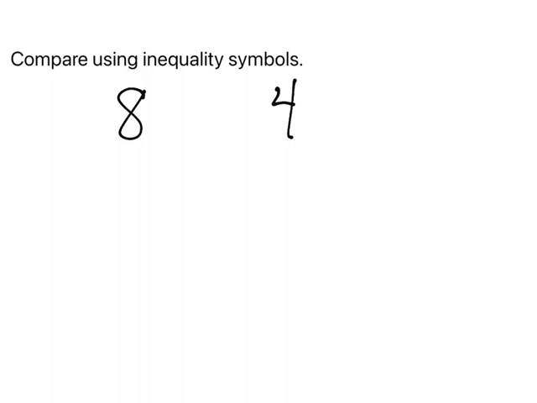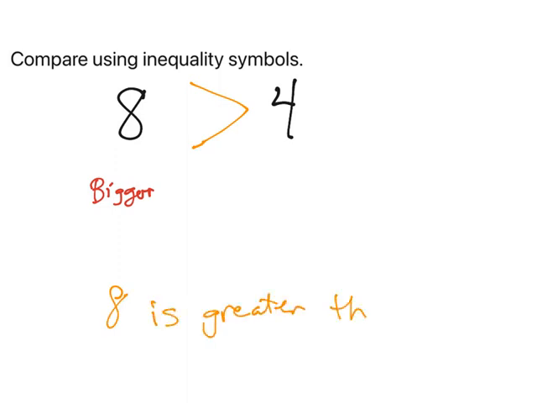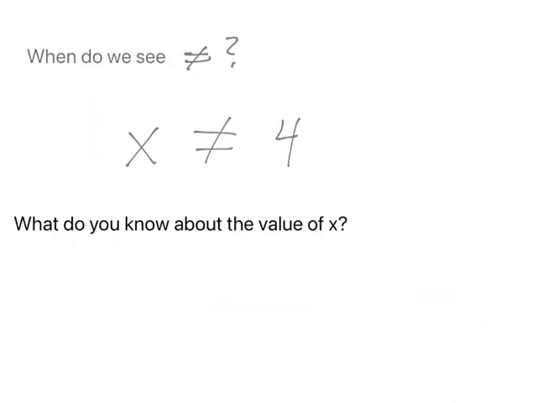We're going to compare 8 and 4. Well, 8 here is the bigger number. So we want the crocodile to eat the bigger number. So we would say 8, it's bigger, so 8 is greater than 4. Part of it is just using what you know, right? I know that 8 is bigger than 4, so I would say 8 is greater than 4. Remember, the crocodile eats the bigger number.